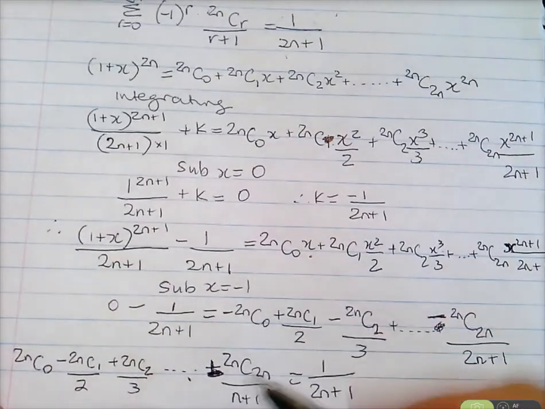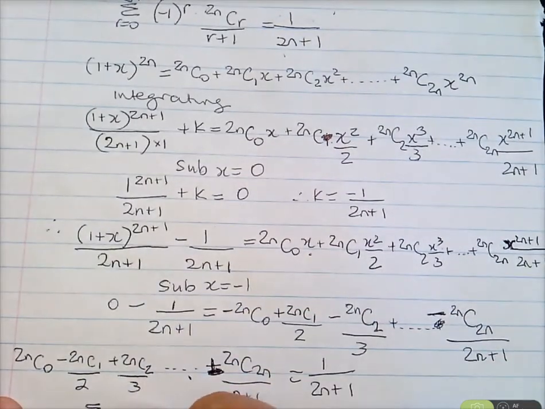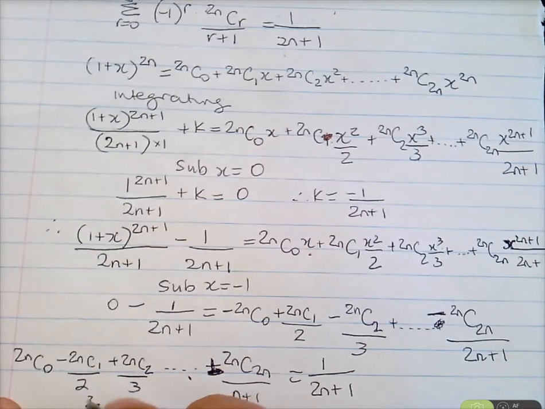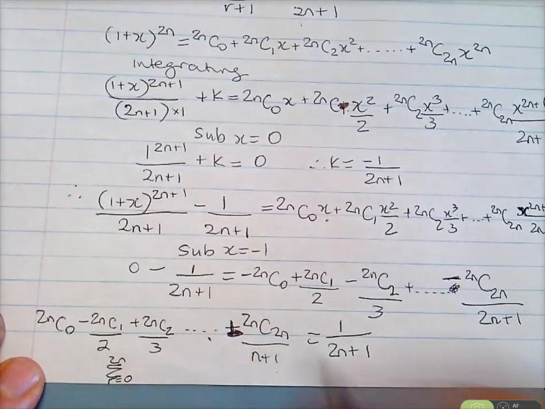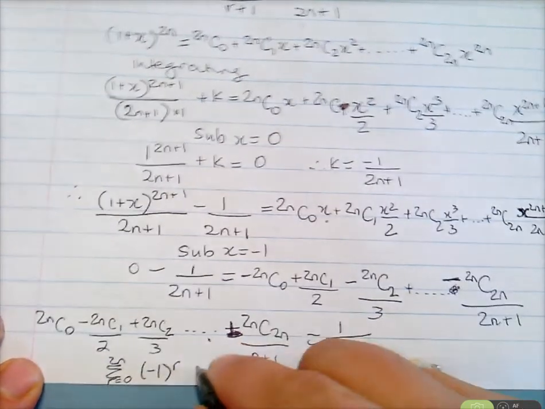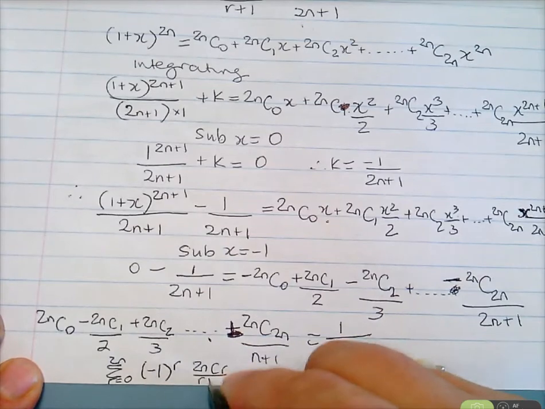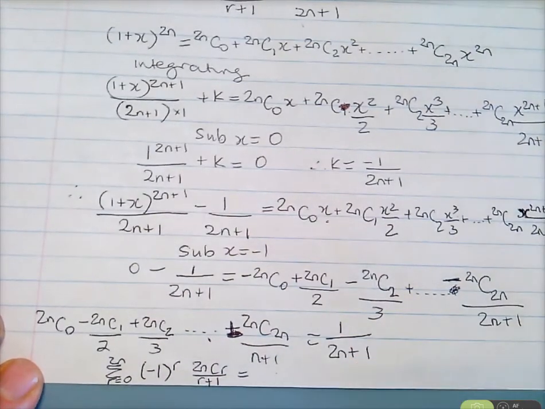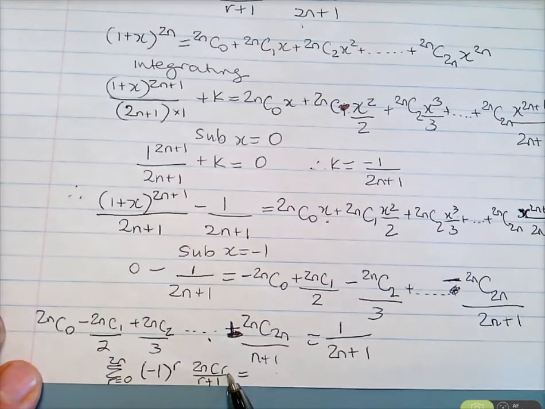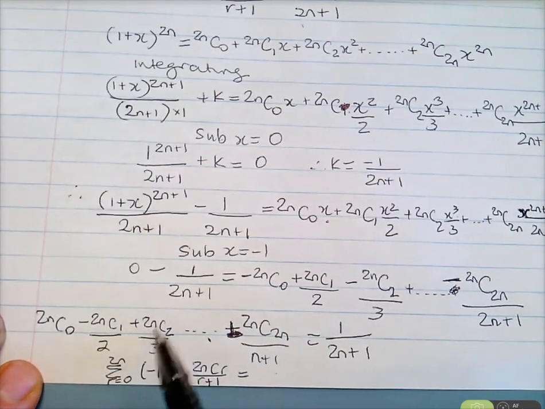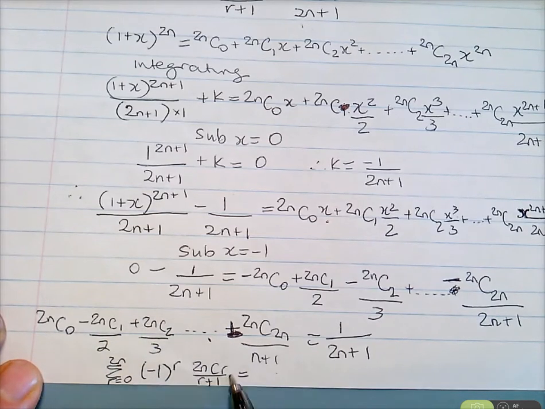So does it equal, I'm going to write that expression out. We're saying that that is equal to the sum from r is 0 to 2n, and they're saying it's negative 1 to the r, 2nCr over r plus 1. Now let's just see if we've got that. Do we have 2nCr? Let's see, 2nC2 over 3. See, 2nC2 over 3 is 2nCr over, that would be 2 plus 1 is 3.